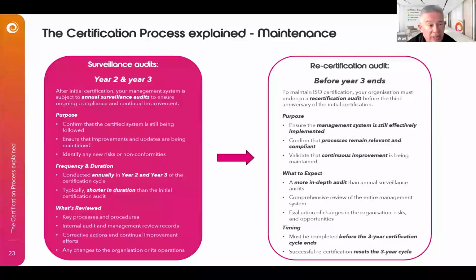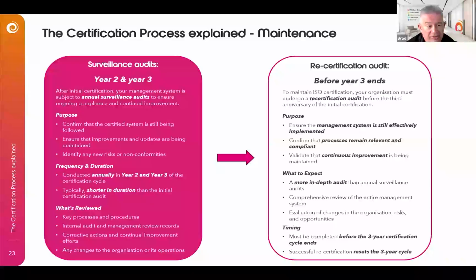So in years 2 and 3, we do an annual surveillance audit on or around the anniversary of the certification audit. And this is to confirm that the certification system is still being followed. It ensures that any improvements and updates are being maintained, and it identifies any new risks or non-conformities. It's conducted annually in years 2 and 3 of the certification cycle, and it's typically shorter than the initial audit.